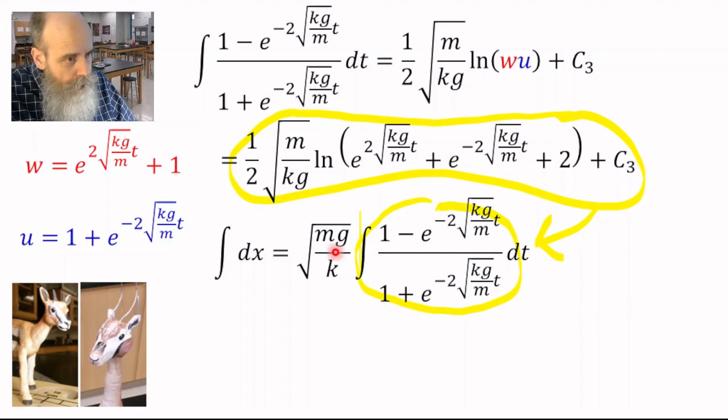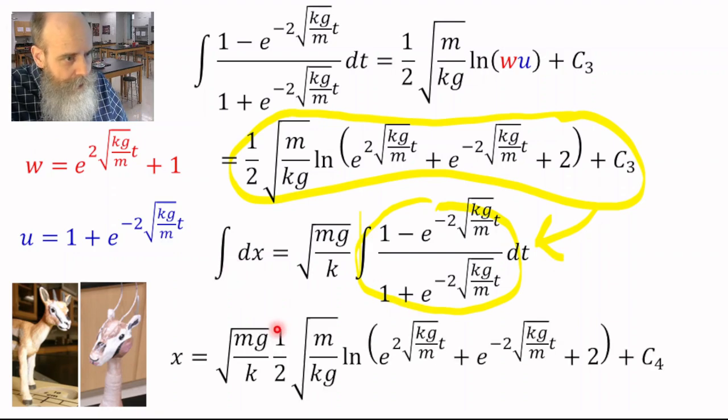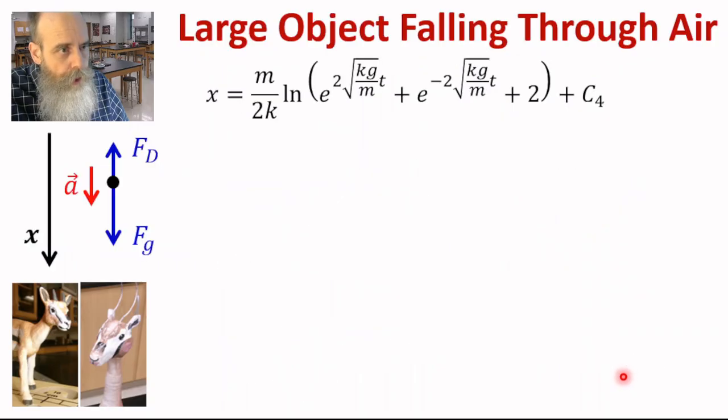And the integral of dx is just x. So this is what we get. We have the constant mg over square root mg over k, plus then this constant here, 1/2 square root m over kg. That's right here. And then with the ln function, plus another constant c4. C4 is a constant. So that's what we have for position.